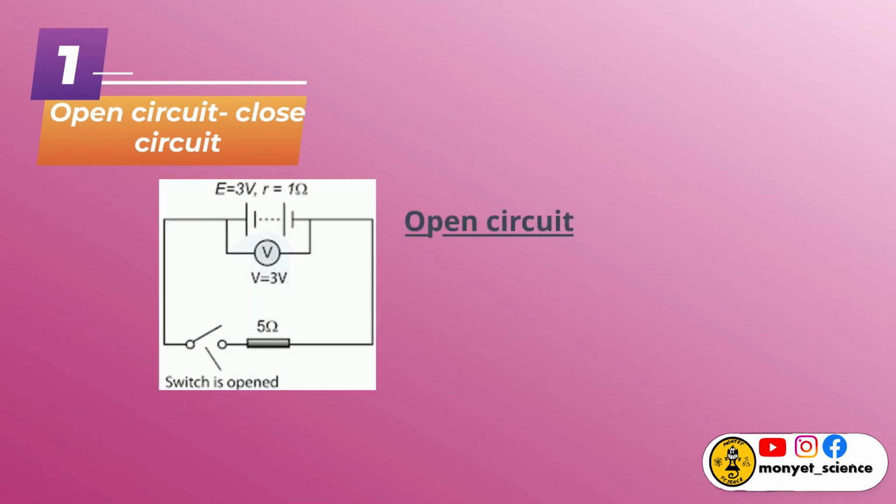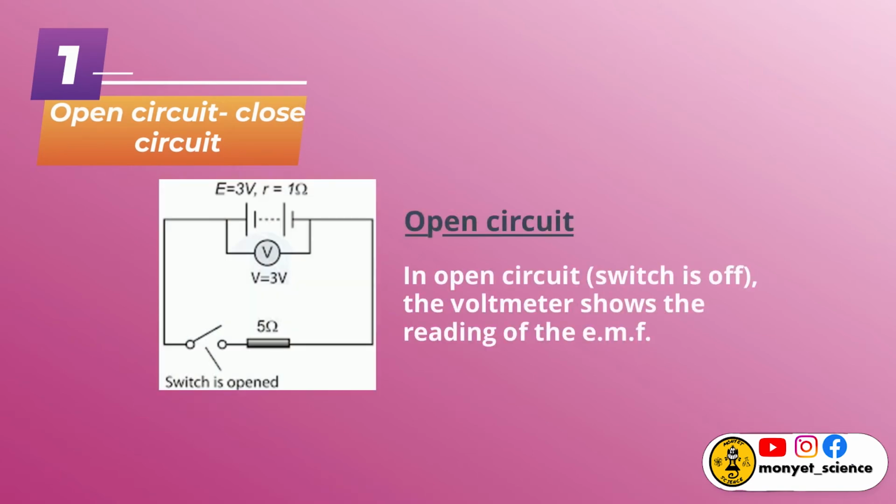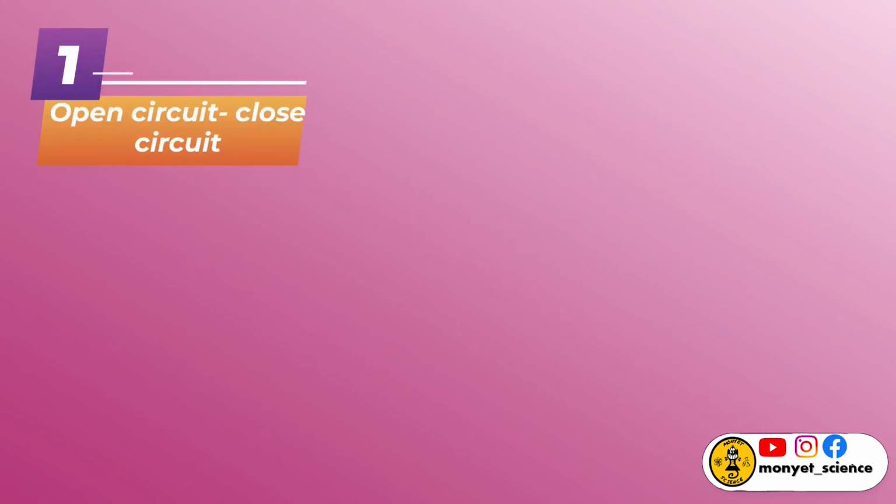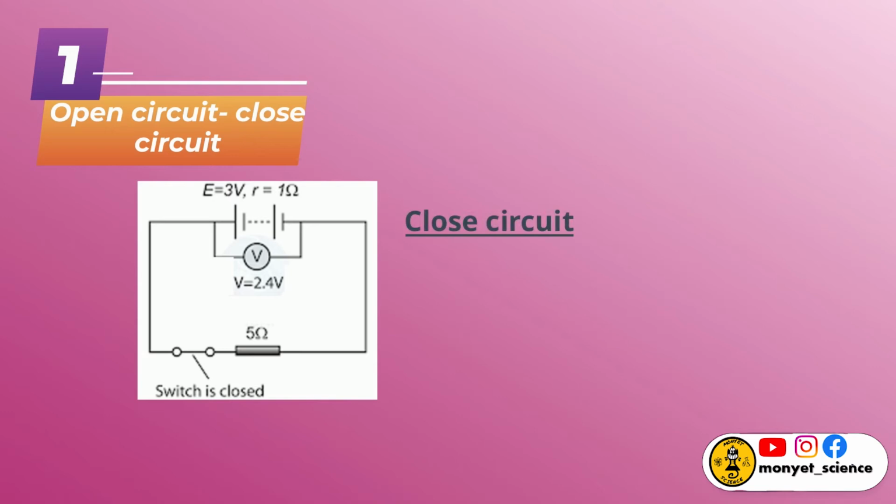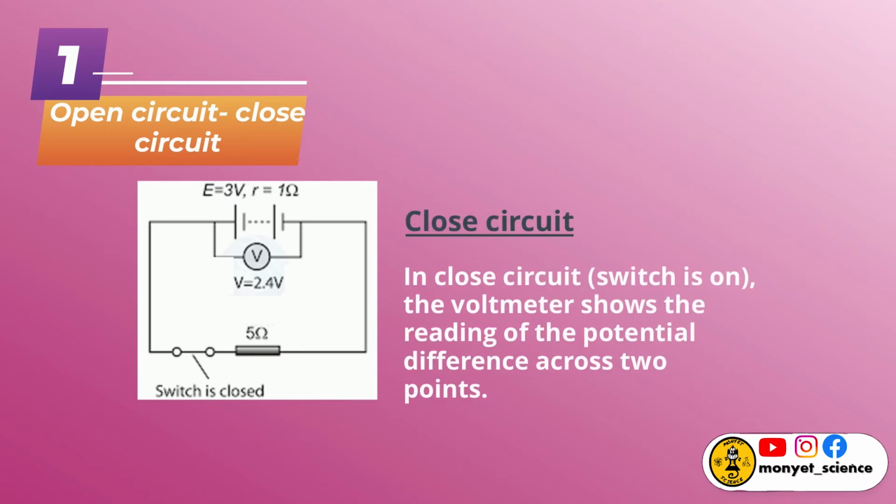Let's look at the first method, open circuit closed circuit. In an open circuit, the switch is off. The voltmeter shows the reading of the EMF. In a closed circuit, the switch is on. The voltmeter shows the reading of the potential difference across 2 points.